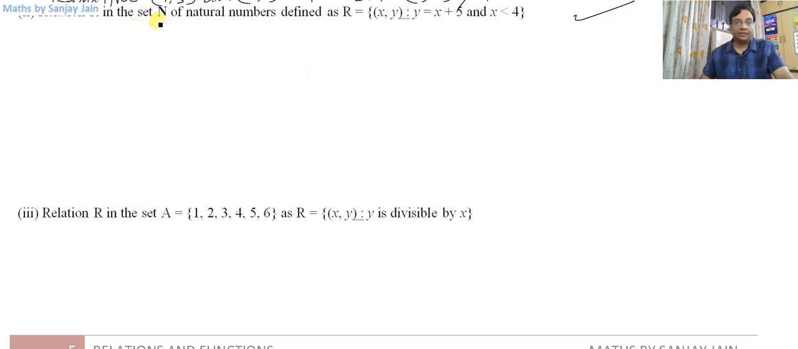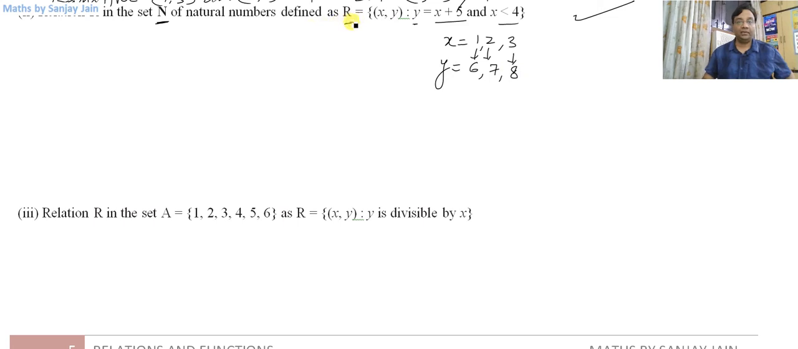Relation R in the set N of natural numbers is defined as this, that y is equal to x plus 5, where x is less than 4. So x can be 1, 2 or 3, right? It has to be less than 4 and it has to be a natural number, so it can be 1, 2 or 3. What will be y? If x is equal to 1, corresponding value of y will be 6. If x is equal to 2, y will be 7. If x is equal to 3, y will be 8.